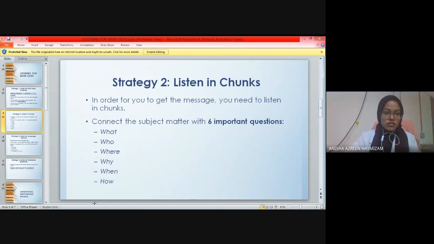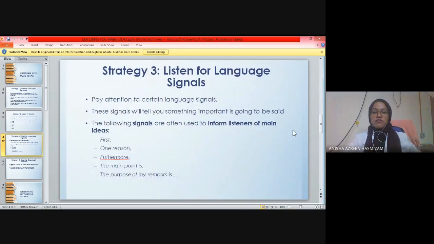We'll move on to the next one. Okay, listen for language signals. Okay, pay attention to certain language signals. These signals will tell you something important is going to be said. Okay, the following signals are often used to inform listeners of main ideas.